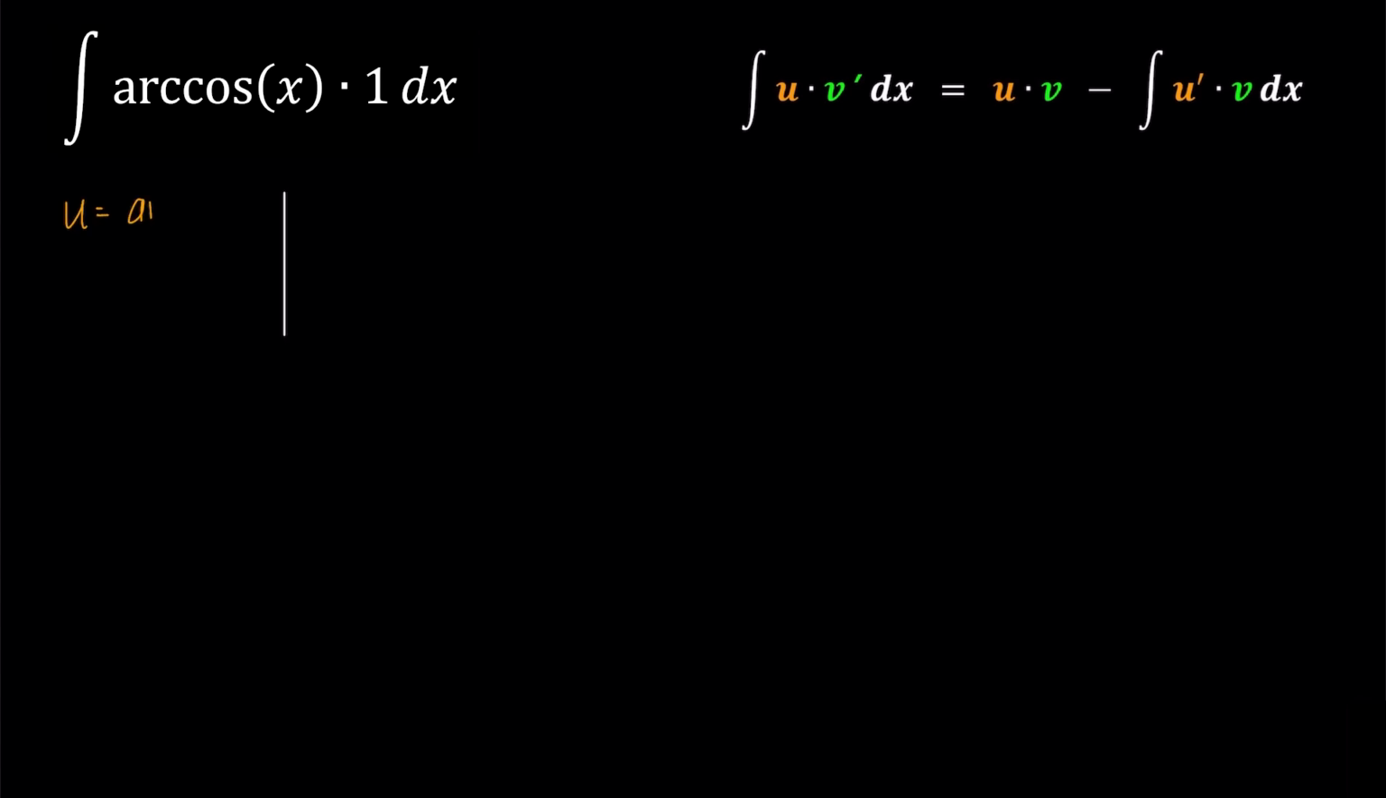Let's set u as arccosine x and v prime as 1. If we set them up the other way around, like u equals 1, then u prime becomes 0 and the integration on the right will be 0. So u must be arccosine x.